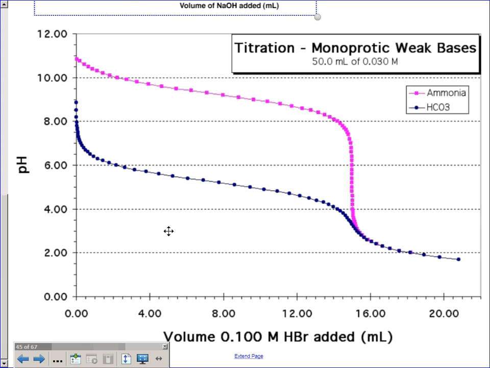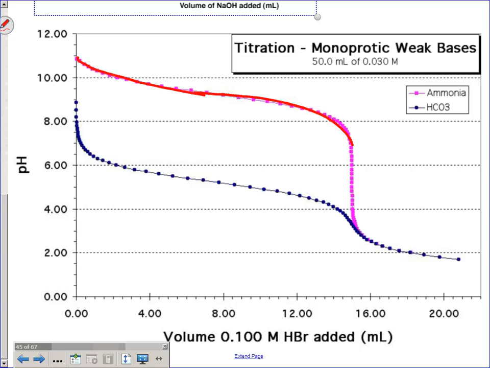All right, so look at this one. Look at the pink curve. What do you notice? It starts off at like an 11 versus like a 14. Is that strong? Well, I'll tell you, ammonia, NH3, is that one of your 8 strong bases? So it's actually a weak base. Okay, so that's a weak base, and it starts off at about 11 versus like a 12, 13, 14.